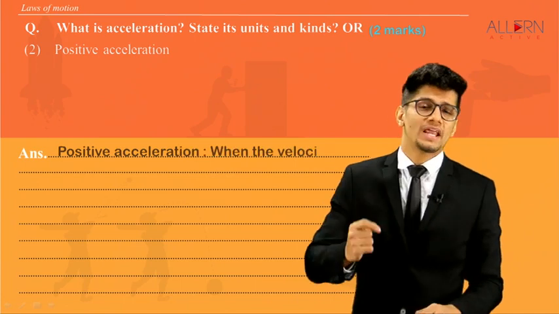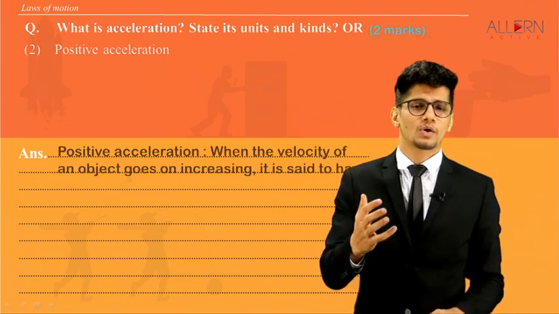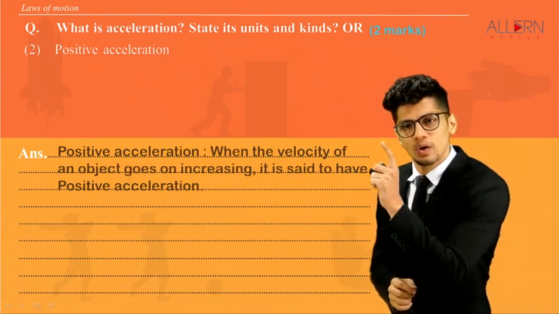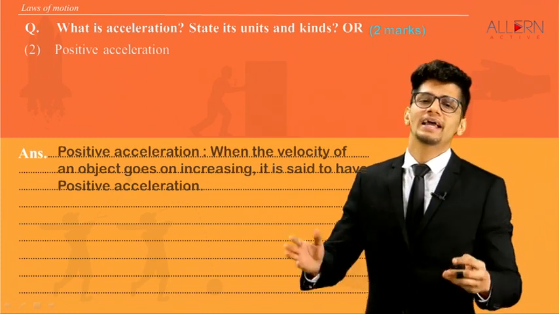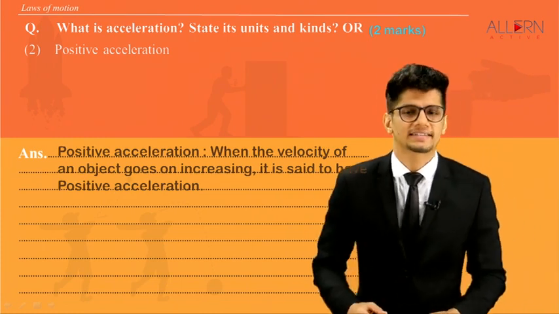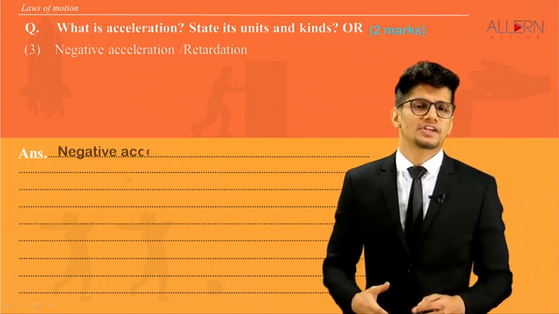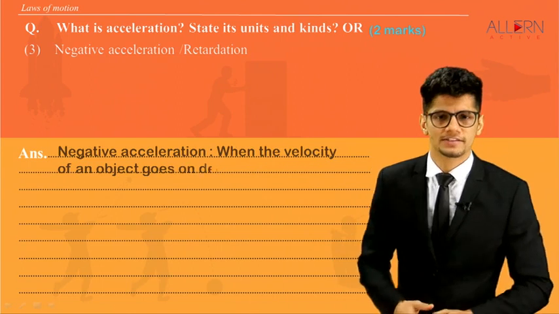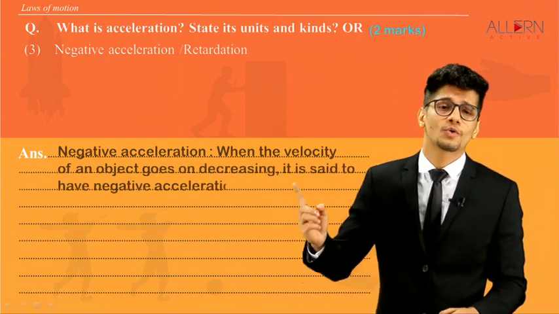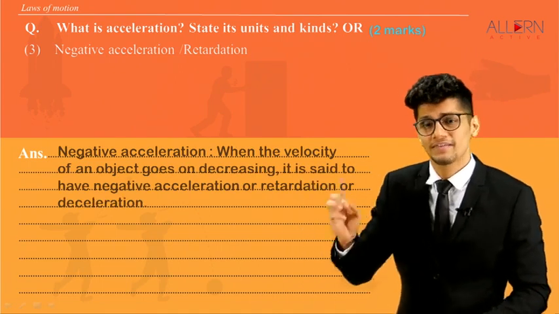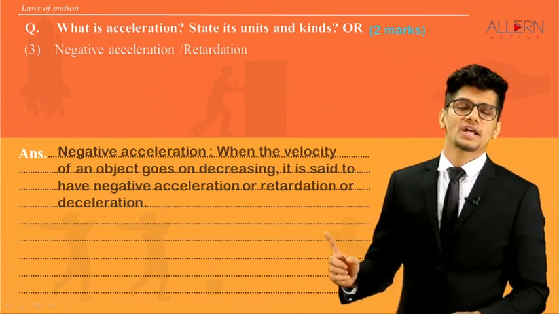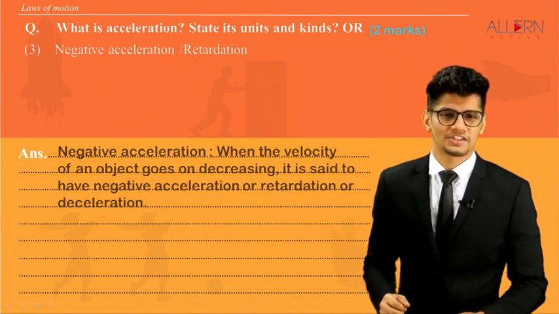We know that whenever velocity increases, that is called positive acceleration. So when the velocity of an object goes on increasing, it is said to have positive acceleration. Negative acceleration or retardation or deceleration, here the velocity will obviously decrease. When the velocity of an object goes on decreasing, it is said to have negative acceleration or retardation or deceleration.